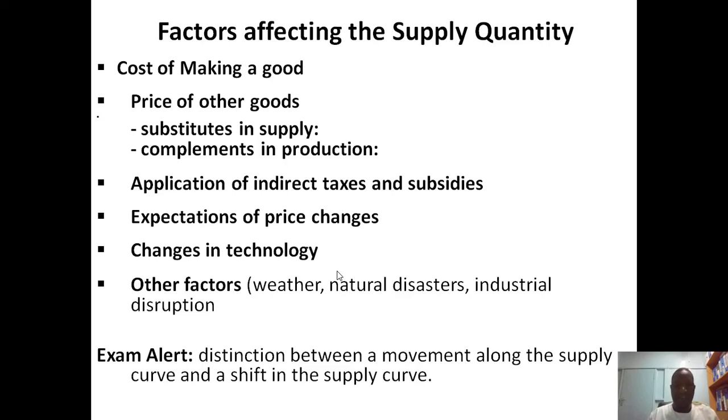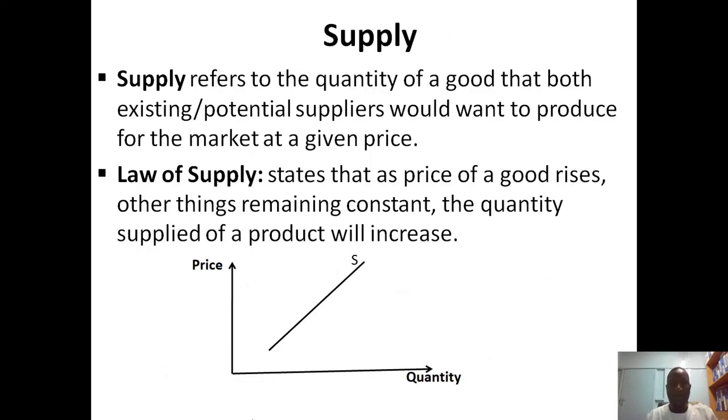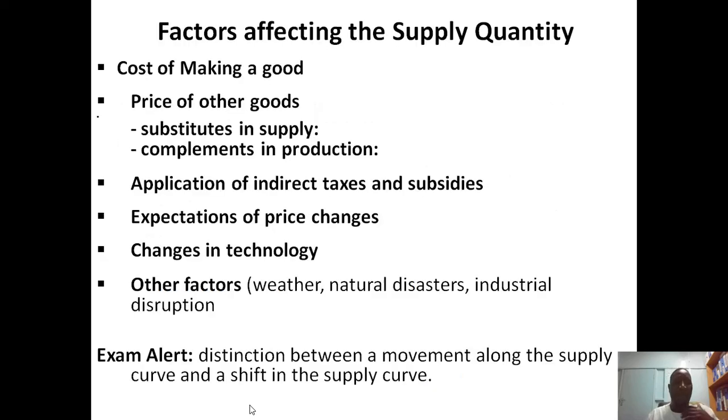Again, we need to understand the difference between a movement along the supply curve and a shift of the supply curve. Movement along the supply curve does not change its position, but quantities supplied are changing as a result of the changes in the price of a good. So it's only the price of a good that causes movements along the supply curve. All other factors that affect supply will cause shifts of the supply curve.